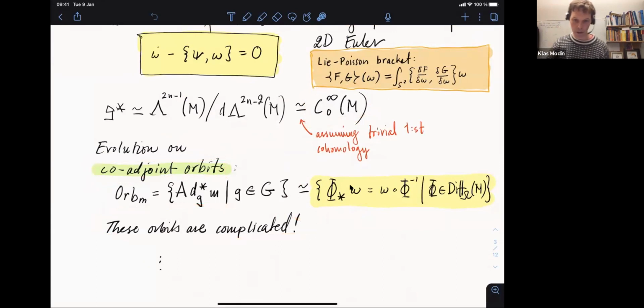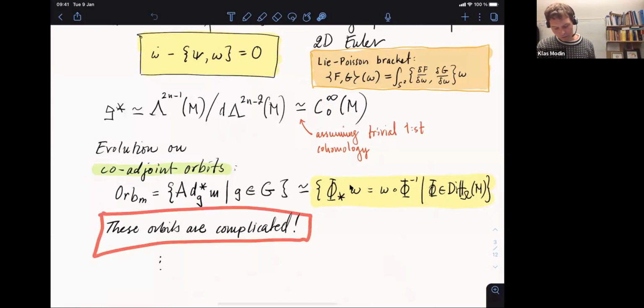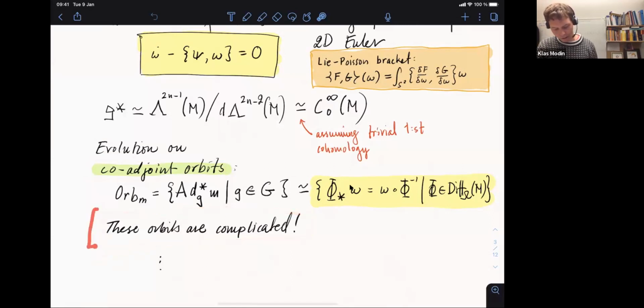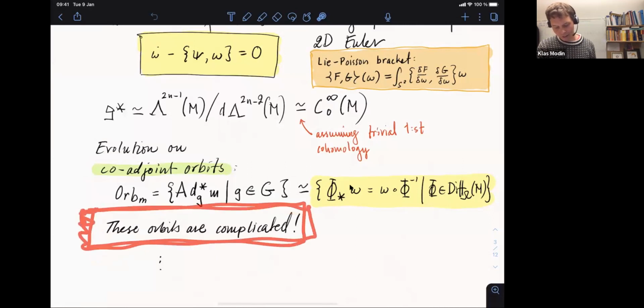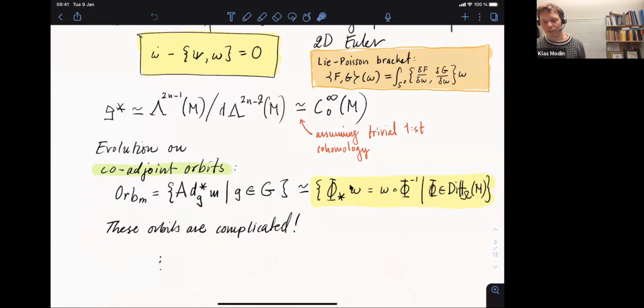I think the talk last week was essentially about this, right? Francisco Torres, didn't he talk about exactly what you can reach when you act with the volume preserving diffeomorphisms on some function? So these are complicated. And it turns out that in the Zeitlin model, it's easier to understand this.